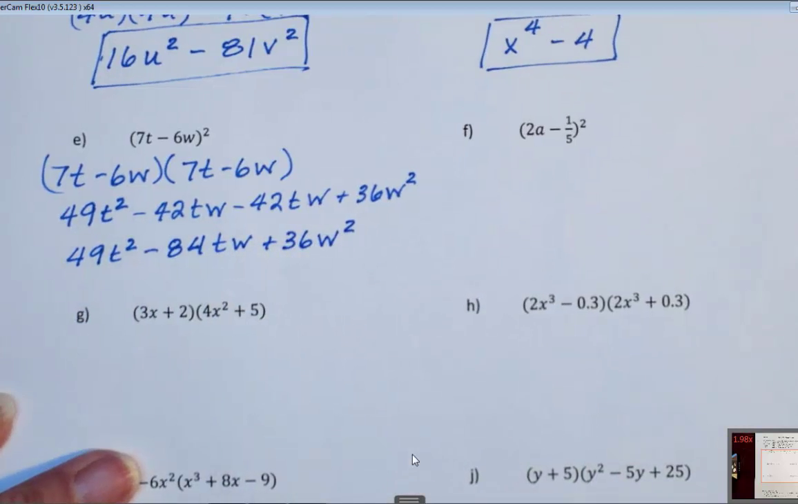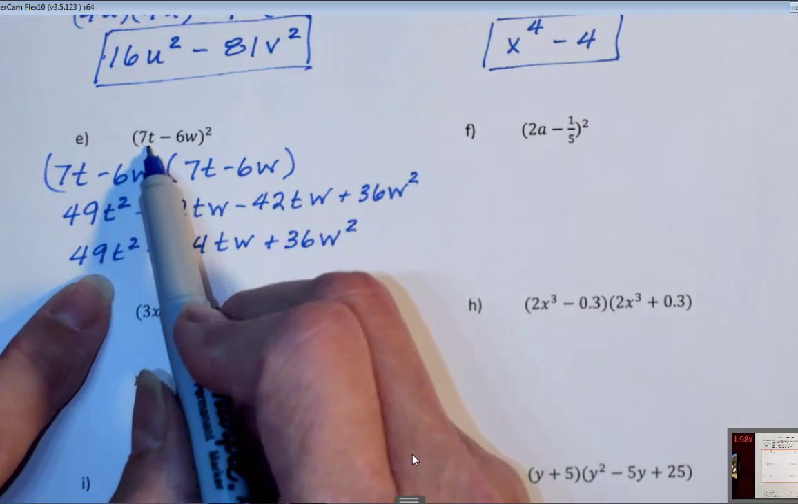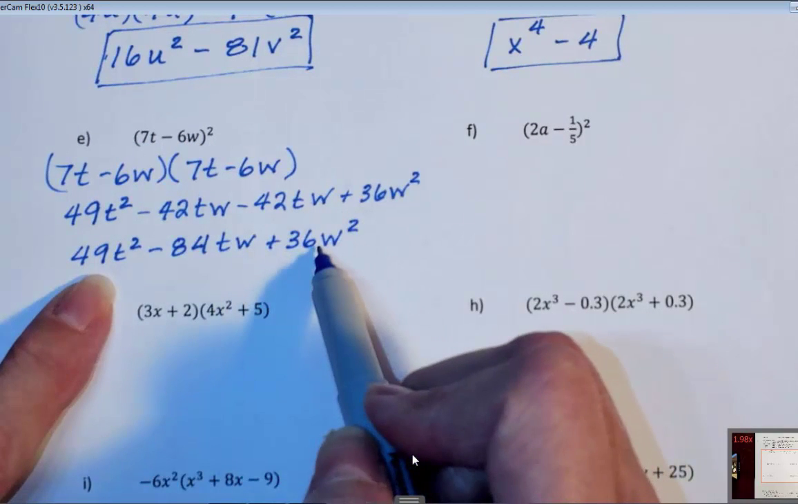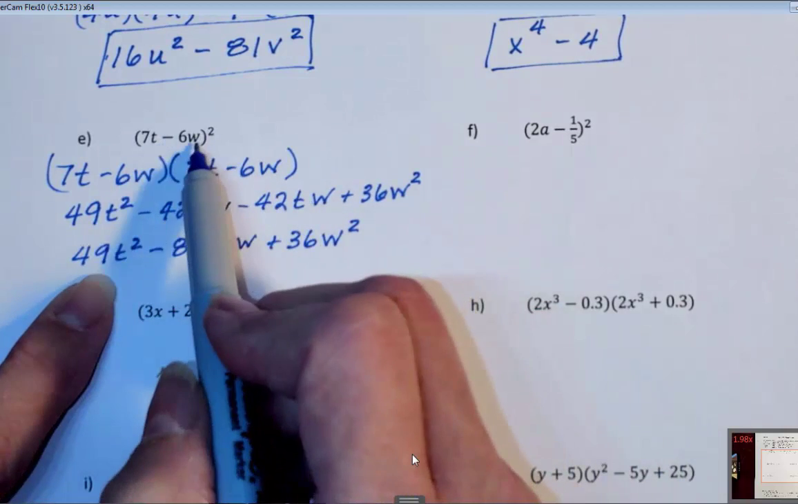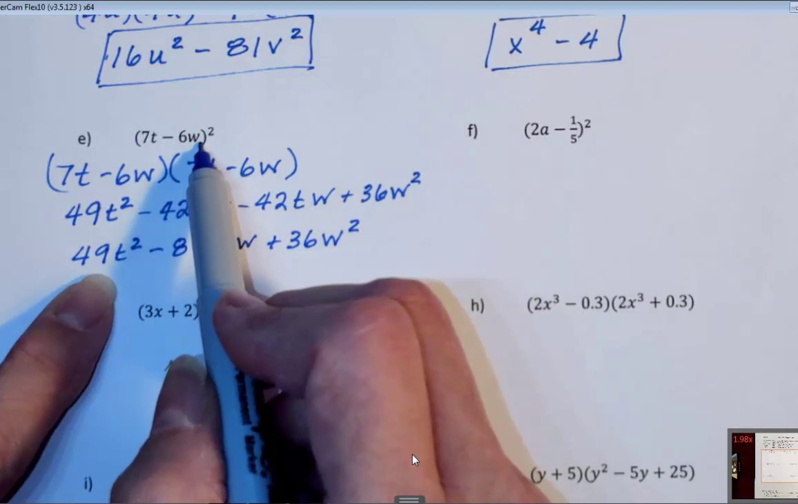And then just go back and check. Is my first term, is this what I get when I square it? Yes. My last term when I square it? Yes. And my middle term should be the multiplication of these two, which gives me negative 42 tw.